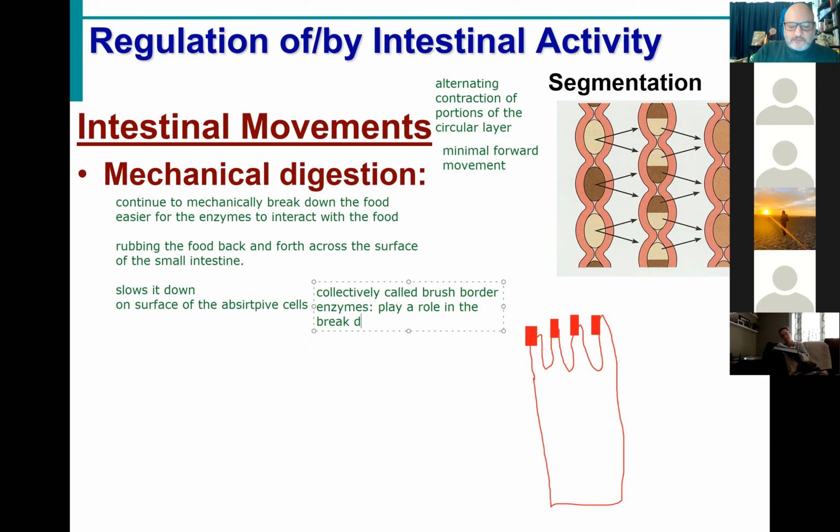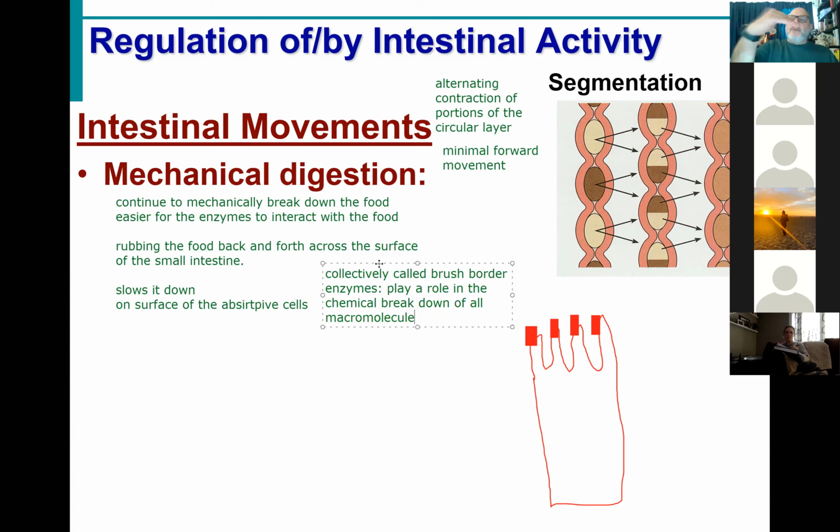breakdown of the, let's be more specific, of the chemical breakdown of all macromolecules. Carbohydrates, proteins, lipids, nucleic acids. There are brush border enzymes that help and assist in the process of all of that. So if we're rubbing it back and forth across the surface of these absorptive cells, we are increasing their interaction with these brush border enzymes. And again, we are increasing the chemical breakdown.